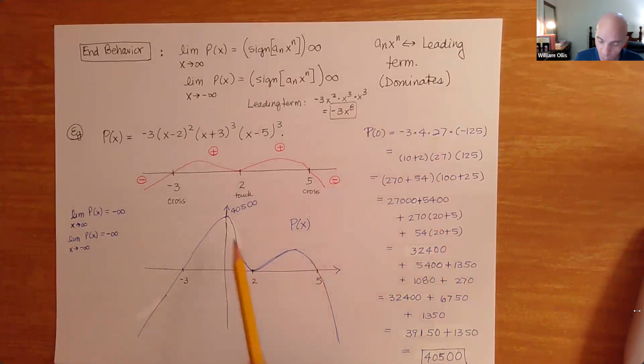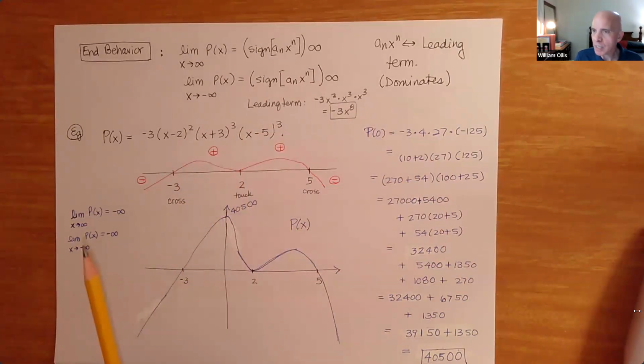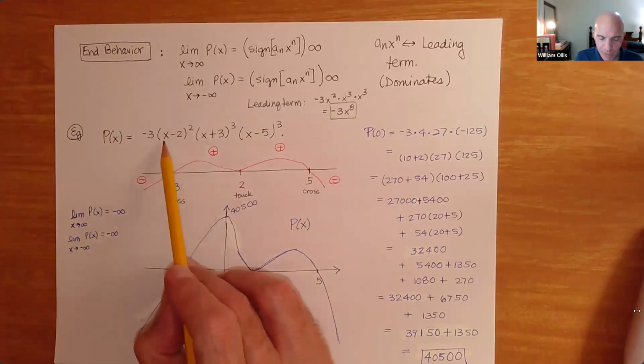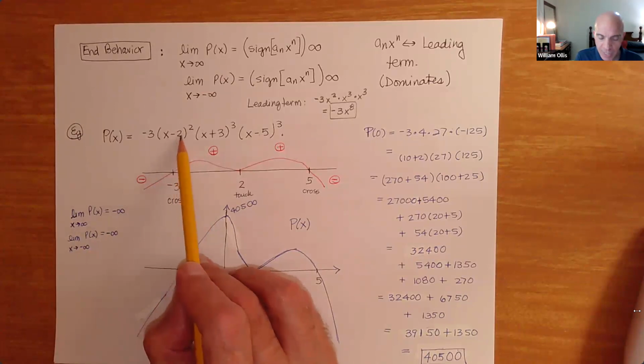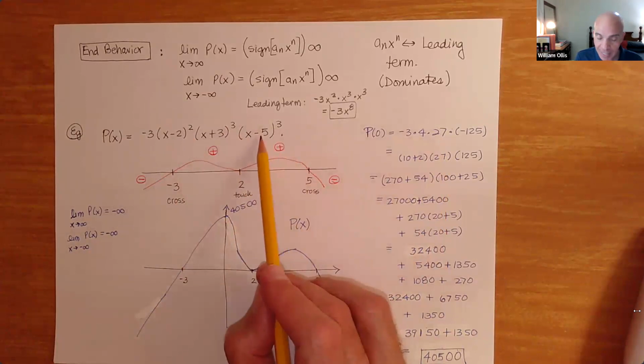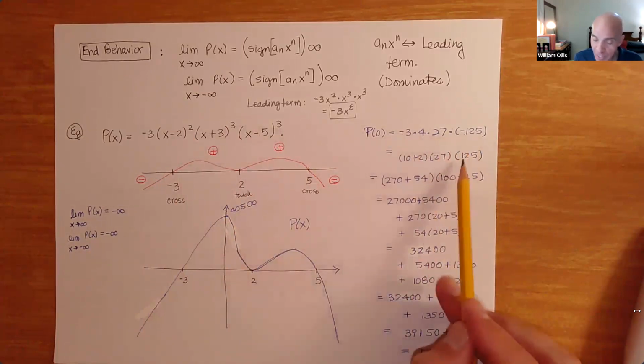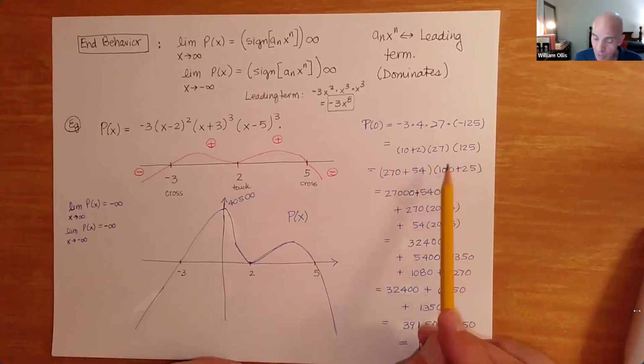And then, of course, what you notice here is I've got this number 40,500. Well, that's simply the y-intercept. And when we have high multiplicities here, the numbers get big fast. So if I simply replace x with 0, we have -3, and of course, -2 squared is 4, 3 cubed is 27, and -5 to the third power is -125. And so, of course, the negatives absorb, but then I just broke this down into simpler numbers.